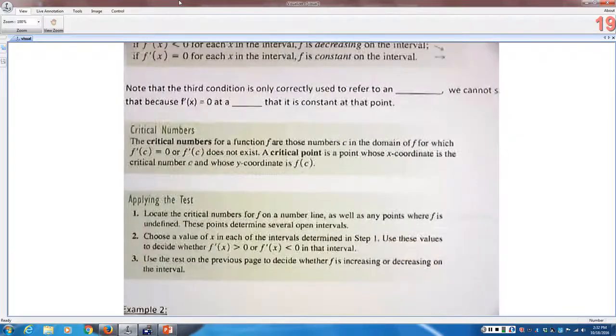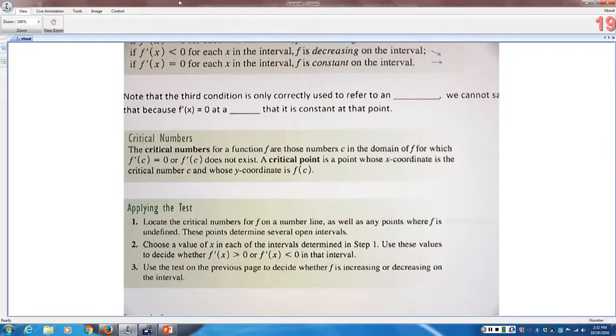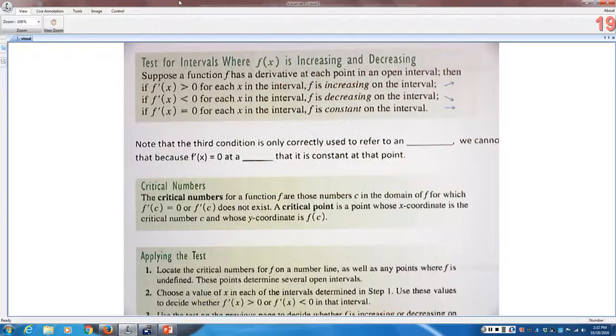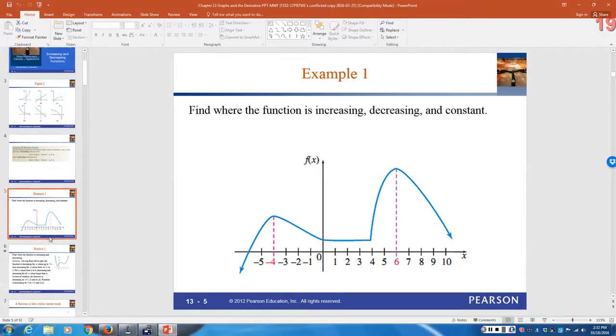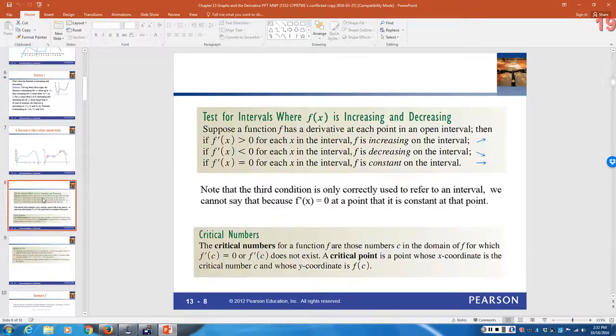Now at the top of your next page, we're going to talk about a test, and that's why I keep bringing up the derivative. I'm going to talk about testing for when the function is increasing and decreasing. So if f prime of x is greater than 0, or positive, on an interval, that means that the function is increasing on that interval, or going up. And if f prime of x is negative for every x in an interval, then f is decreasing in that interval, or going down.